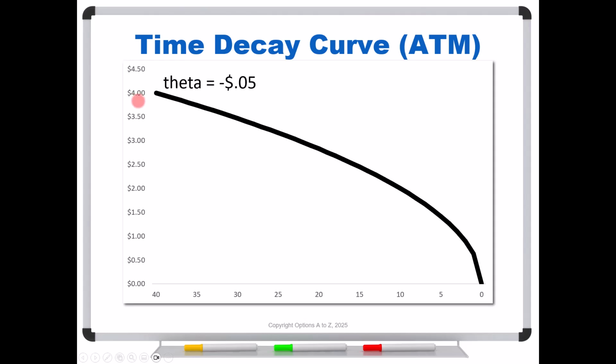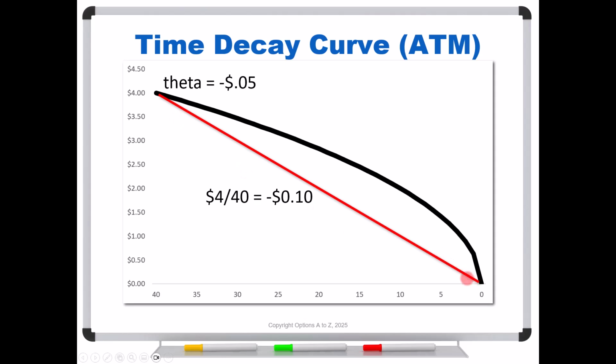But there is an interesting relationship with the average rate of decay. So the average rate, we can say, is going from a starting point of 4, we end at 0 across 40 days. So $4 divided by 40 days is an average of 10 cents per day, or minus 10 cents. On your broker's platform, they'll put a minus there to show you that we are losing value at the rate of 10 cents. Now remember, your option is not going to follow this red line. That would be a constant or a linear decay rate.